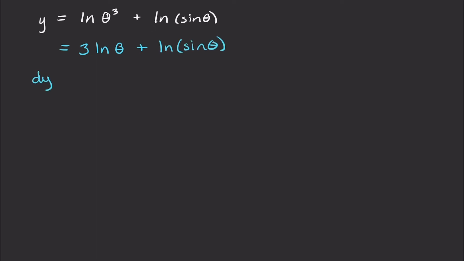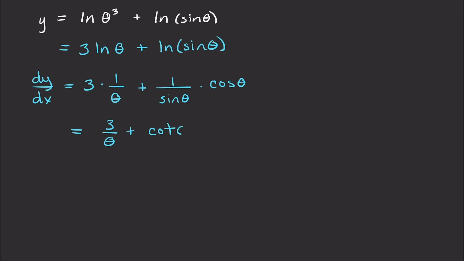And now I'm ready to take the derivative. So the 3 will stay out front. And the natural log of anything is just 1 over that thing. So in this case, theta. Plus, in this case, I'll do the exact same thing. So 1 over the argument of natural log, which is sine theta, times the derivative of sine theta, which is just cosine theta. And then I can simplify this. Cosine over sine is just cotangent. So I have 3 over theta plus cotangent of theta.